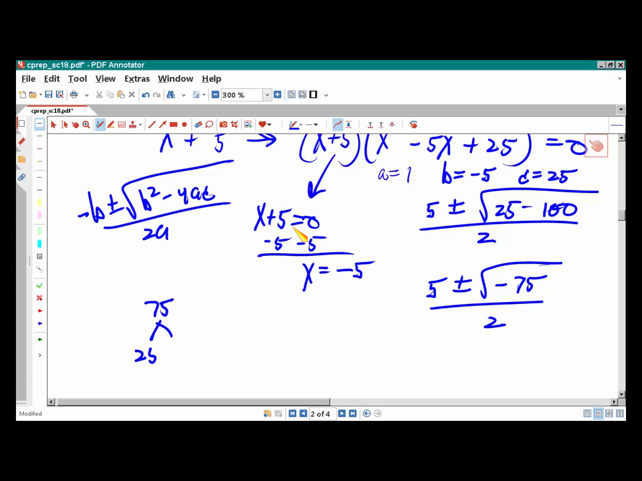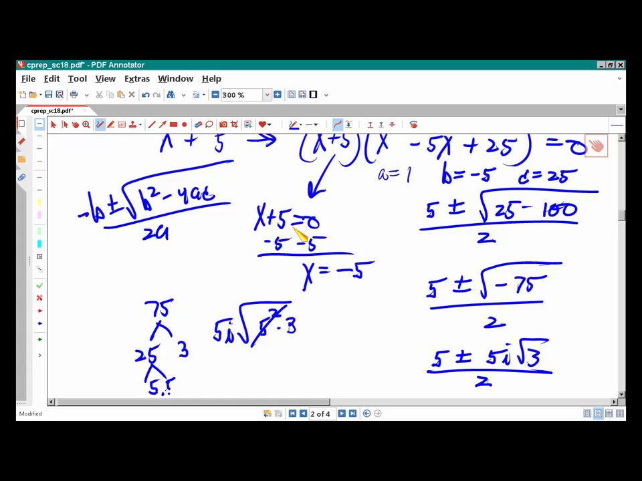75 is 5 squared times 3. So the square root of 5 squared times 3 is going to be 5. And since it was negative, I'm going to get 5i. So I'm going to get 5 plus or minus 5i root 3 over 2. And that would be my two solutions.